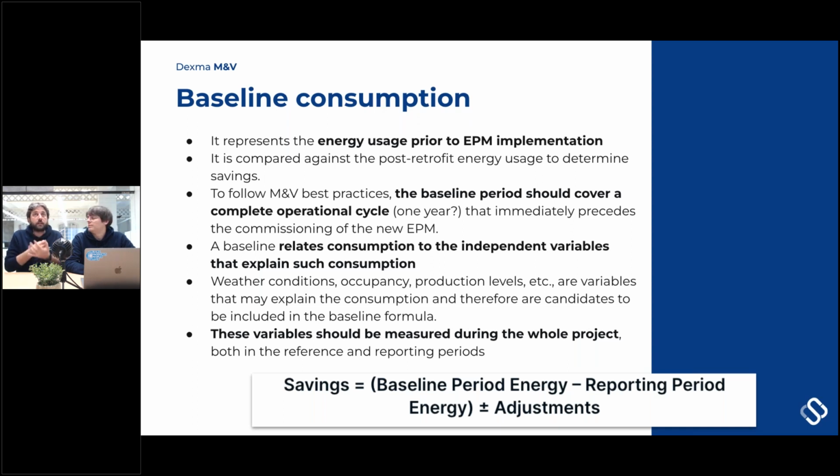So the baseline will relate the consumption to these independent variables that explain such consumption, and candidates could be weather conditions, occupancy, production, and so on. So these variables that may affect the consumption are candidates to be included in the formula. Being a candidate doesn't mean that all of them have to be there. We will see if a certain variable explains that much or not.